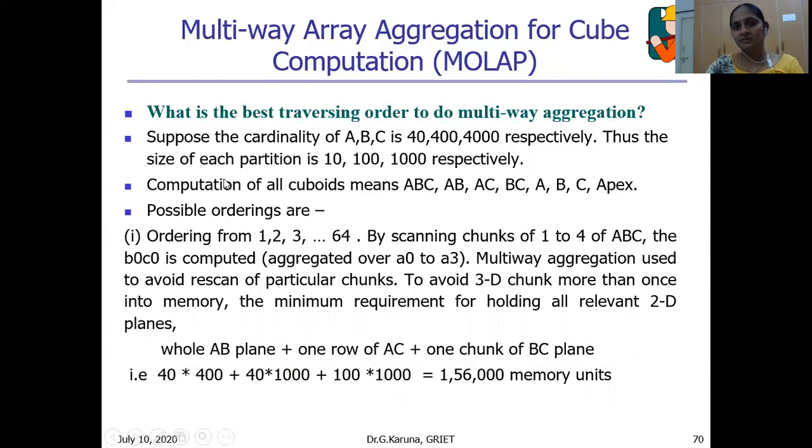Plus one chunk of BC. So each partition is 100 into BC, because it is BC, 100 into 1,000. So that we need 1,56,000 memory units.